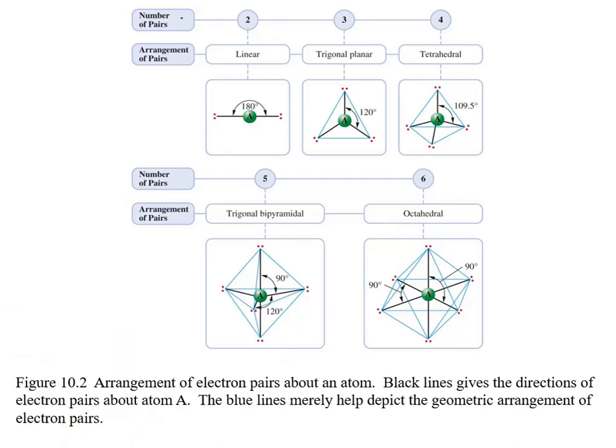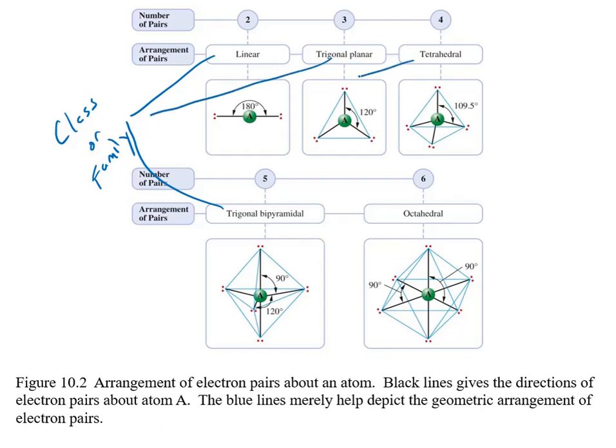I basically call all of these the class or family that they're in. It's not going to be the answer that I'm looking for. So there are 5 classes that come together, and then we're going to be looking at the molecular geometry inside of that.